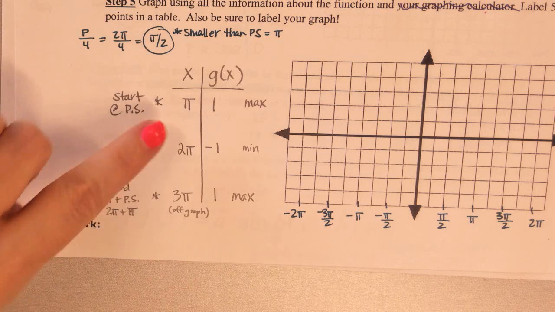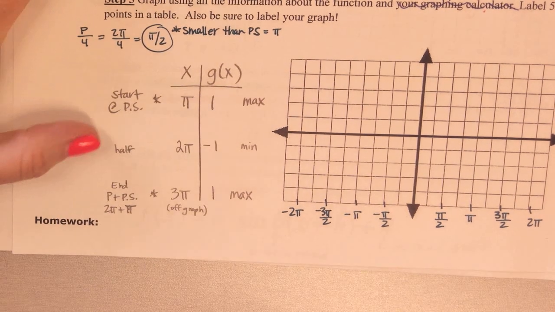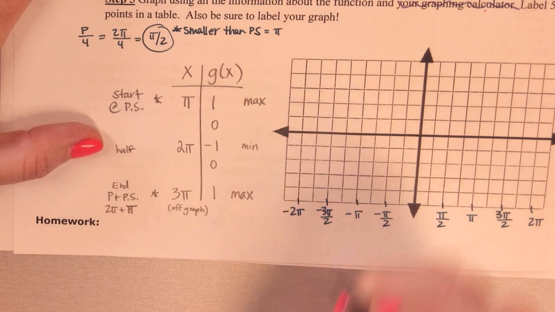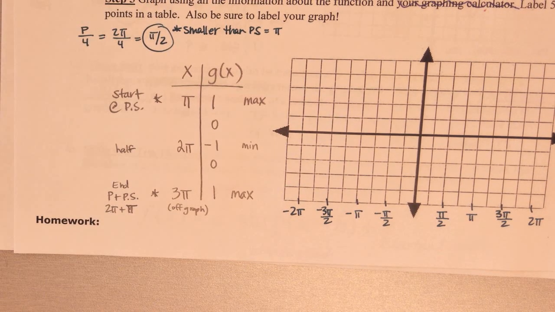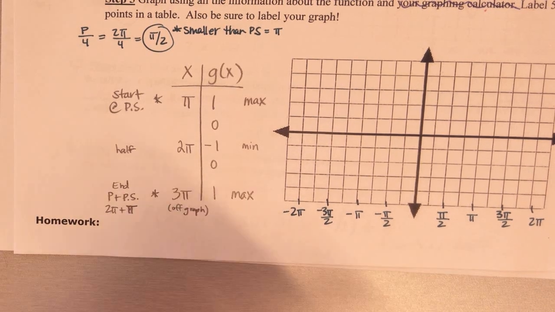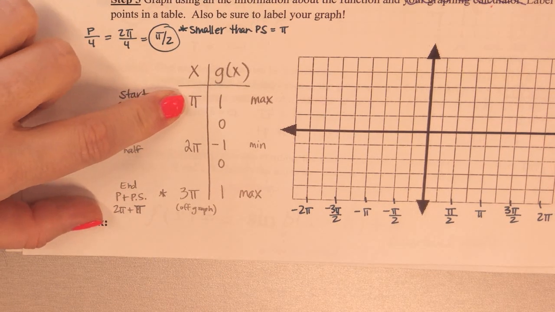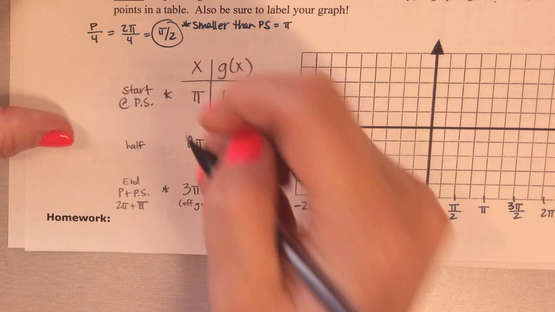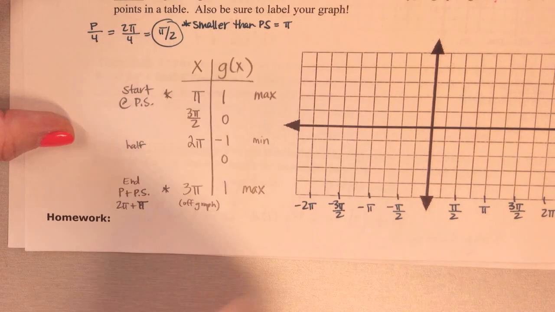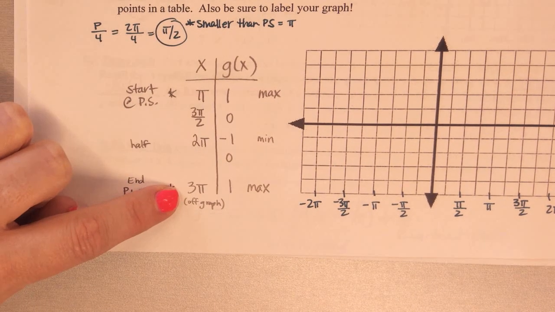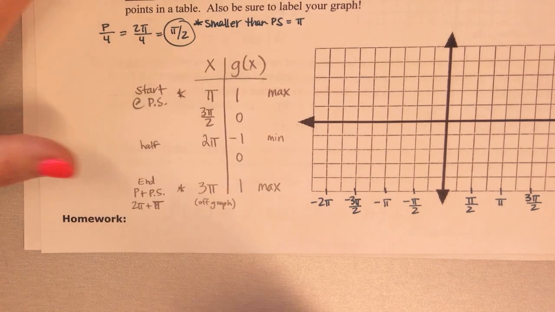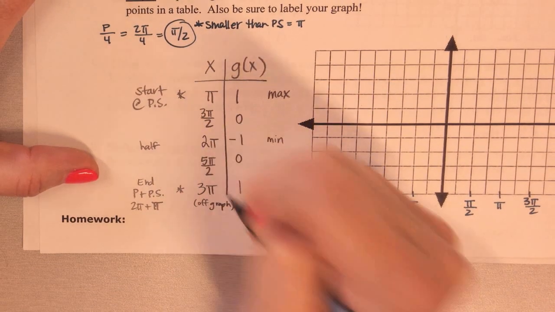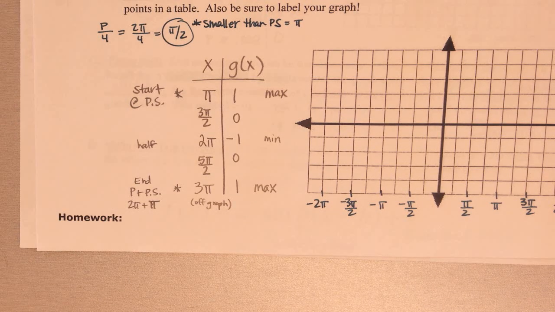And then halfway in between each of these, you are going to be at 0. And if you're struggling thinking about where those would be on here, you just add these together and divide by 2. So what's pi plus 2 pi? 3 pi. What's 3 pi divided by 2? 3 pi over 2. What's 2 pi plus 3 pi? 5 pi. Divide by 2, 5 pi over 2.